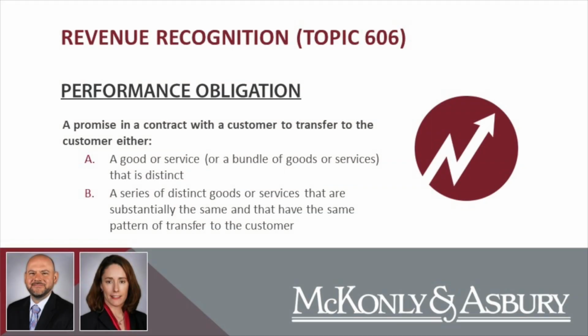The next definition to look at is the definition of a performance obligation. Step 2, you're identifying the separate performance obligations in the contract. So here, a performance obligation is a promise in a contract with a customer to transfer to the customer a good or service, and it has to be distinct. As I mentioned, that concept of being distinct is very important, or a series of distinct goods or services that are substantially the same and that have the same pattern of transfer to the customer. So certainly these definitions, you need to keep those in mind as you're assessing this standard.